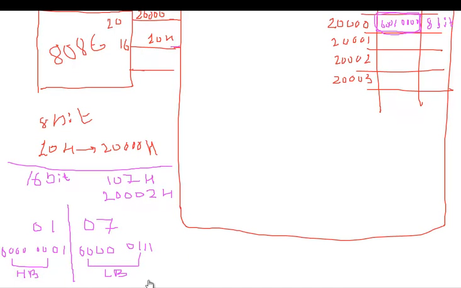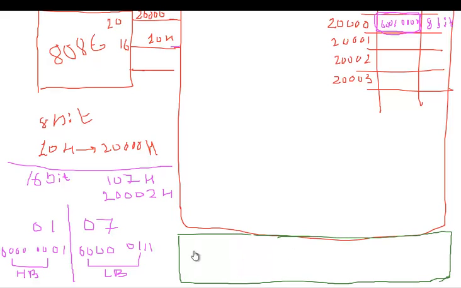Now while storing the 16-bit data, we have to follow one rule. That rule says that lower byte will accommodate the lower position in the memory. Lower byte equals lower position. This is the golden rule. While storing 16-bit data, always follow this rule. So according to the rule, here the lower byte is 07, and that will get stored at the lower position.